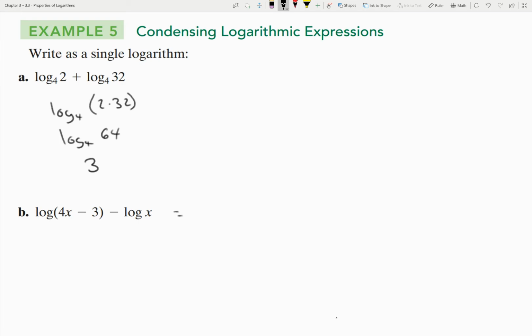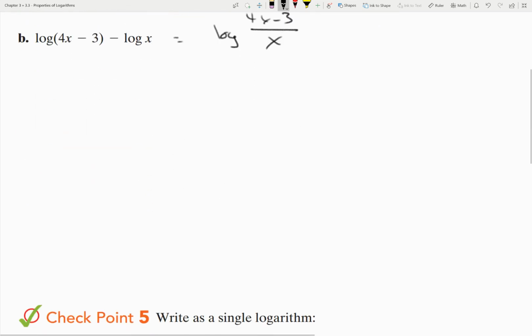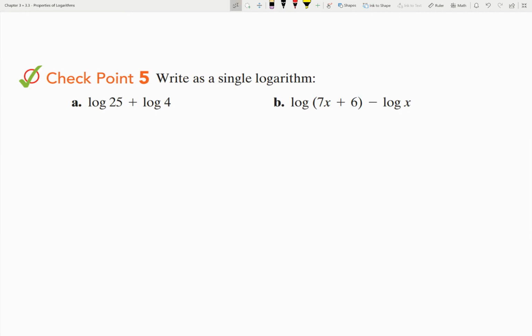For part B, I see division, so this gives me the log of 4x minus 3 over x. And nothing really to simplify there, nothing to cancel. So that one's finished. Log of 25 times 4 would be 100, which would give me 2. And part B, same as the original question, 7x plus 6 over x. And then nothing to simplify with that expression.